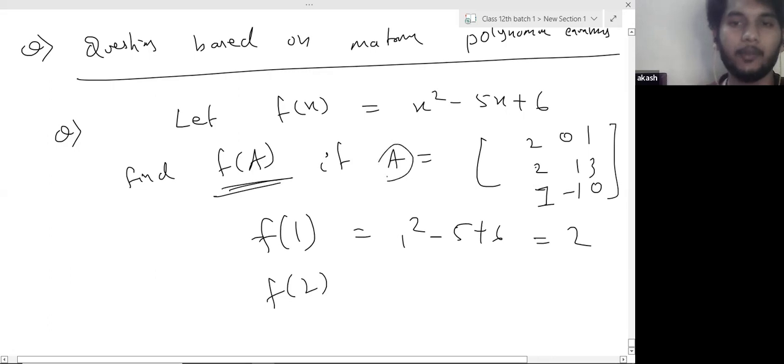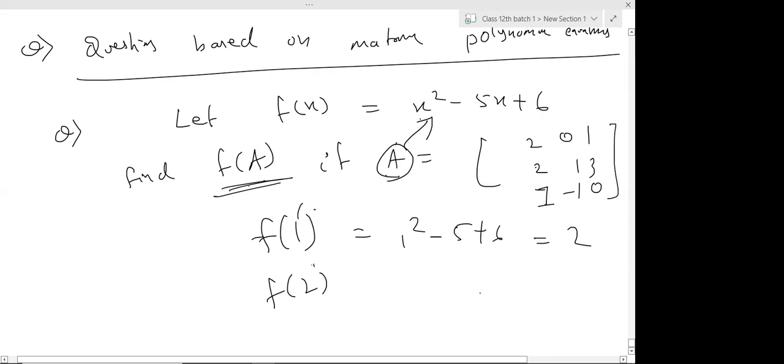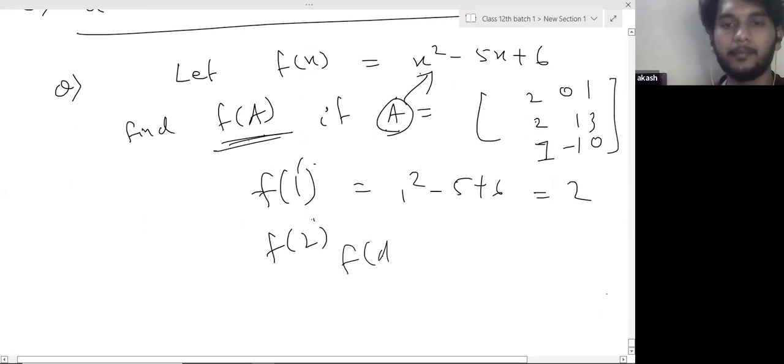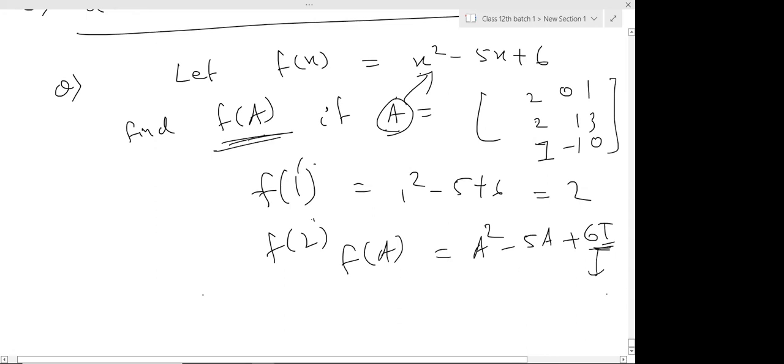That means you will put the value of A in x. If they ask you f of 1, you put x equals to 1. If they ask f of 2, you put x equals to 2. If they ask f of A, then put x equals to A. Right. Yes, sir. So f of A will become A square minus 5A plus 6I. This is a crucial step. All right. What is 6I? This I is the identity matrix.